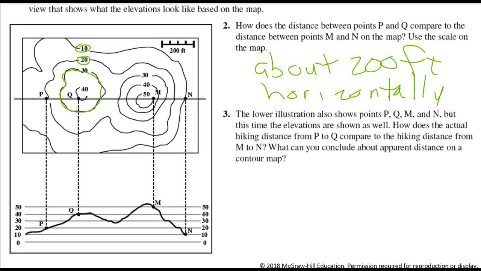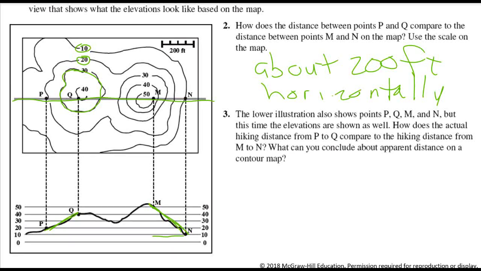The lower illustration also shows points P, Q, and M and N. The lower illustration is what we call a cross section. So the gray line, imagine you cut the mountains at that point, and you look at them from the side. That's what you see in the bottom portion. So how does the actual hiking distance from P to Q compare to M to N?